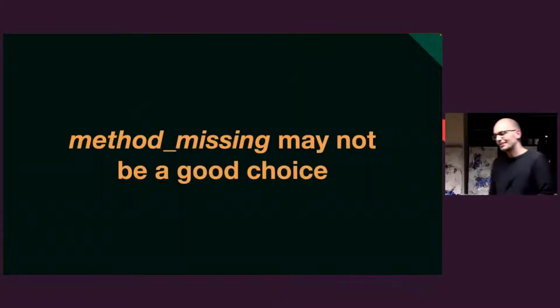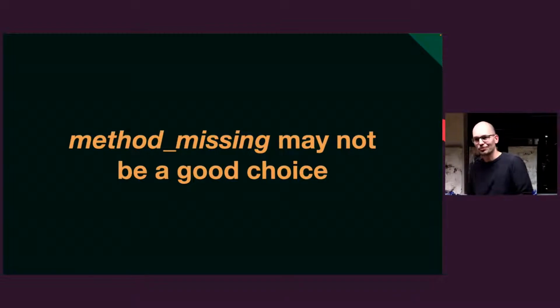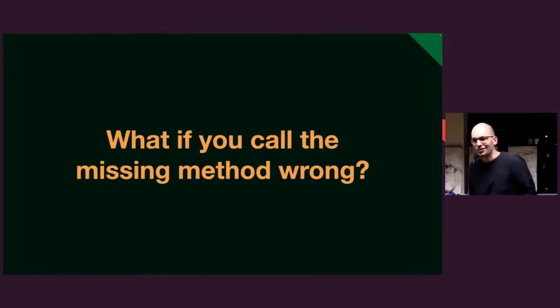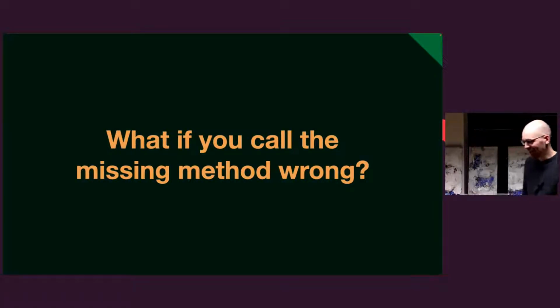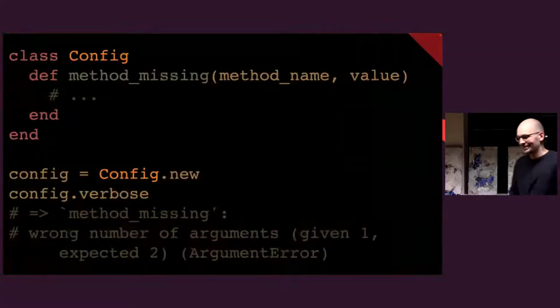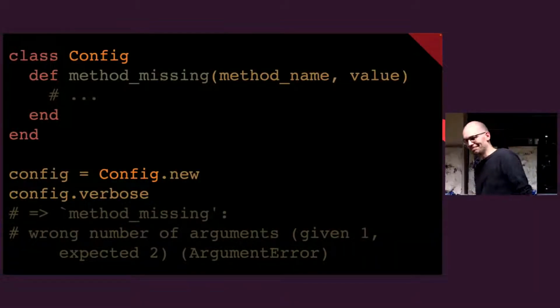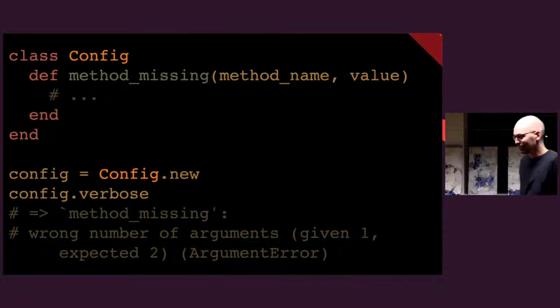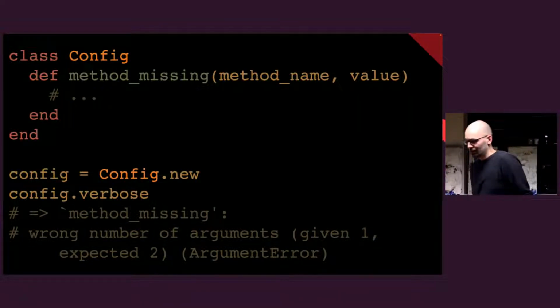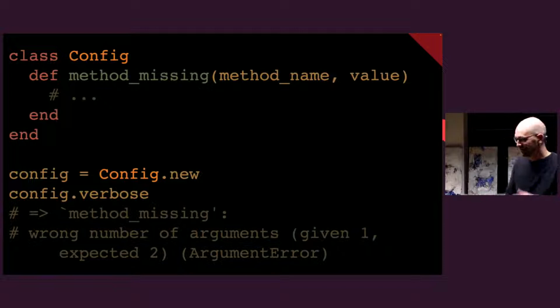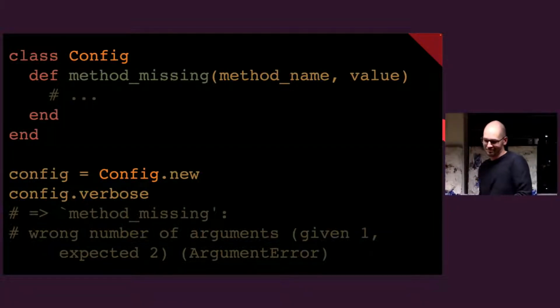But it may not be the best choice, because there's a couple problems with method_missing. What if I call it wrong? Like any method, you can call it wrong. But if I do that with method_missing, I might get a very weird error, because I'm calling verbose, and Ruby is like, you did something wrong in method_missing, figure it out. A user that does not know how this is implemented is completely confused, does not know where to go, and might stop using your gem.